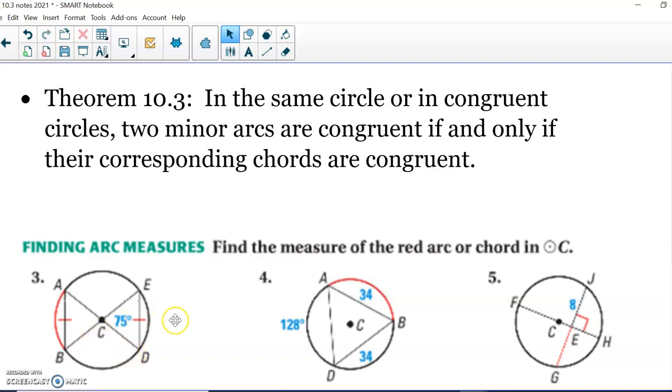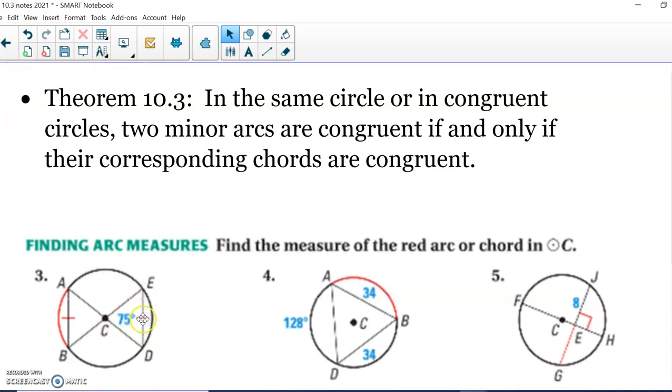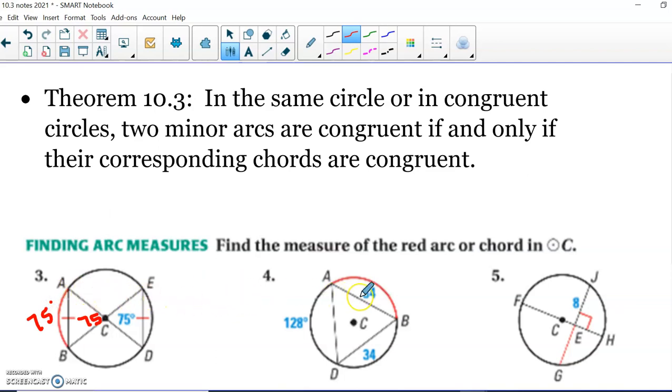If we look at the first example, they're showing us that the chords are congruent, and therefore we can assume that the arcs are congruent. So in this one, if this is 75 degrees, this is also 75 degrees, and we know that the measure of an arc is equal to its central angle. On this one, they're showing us that the chords are congruent by telling us they both are 34 units.